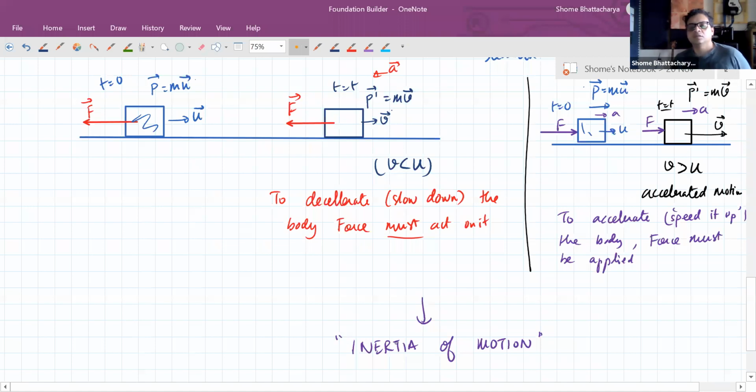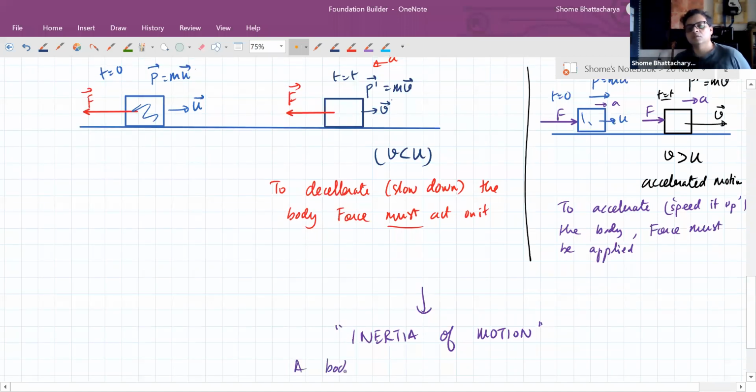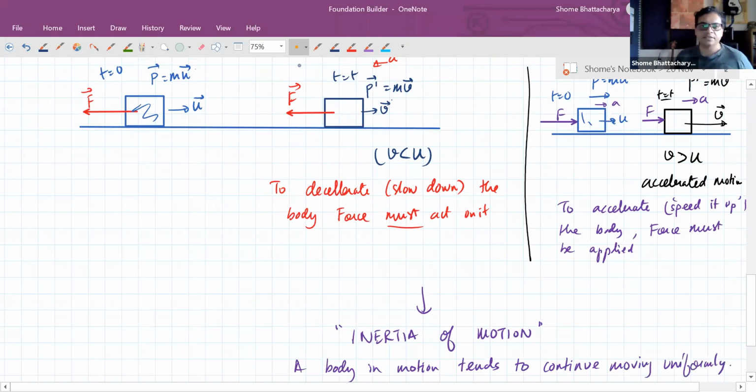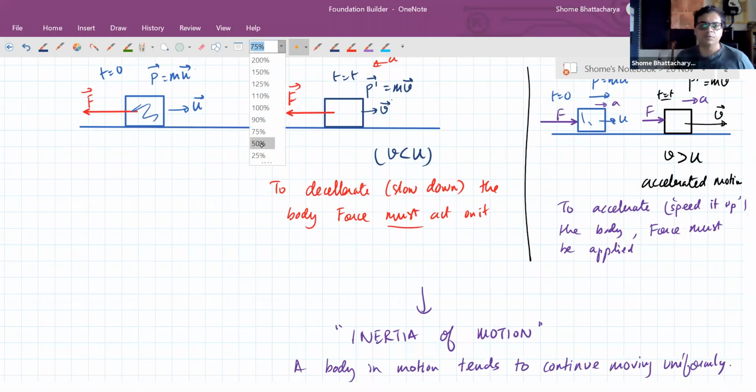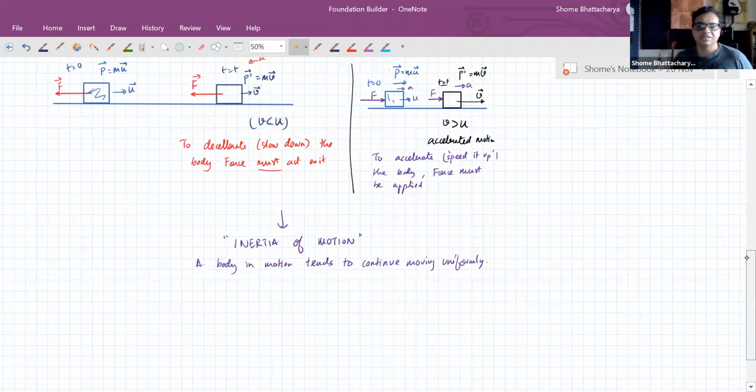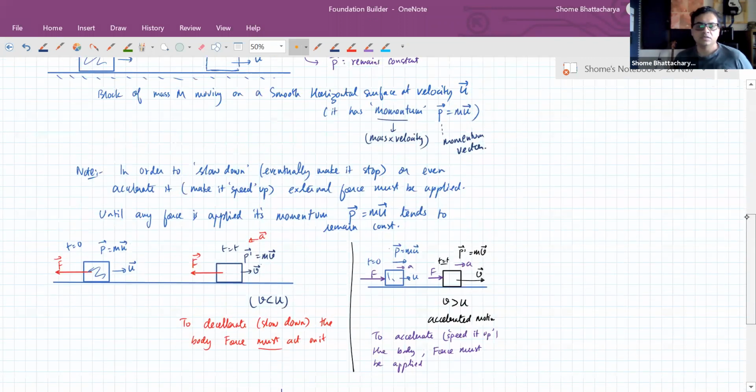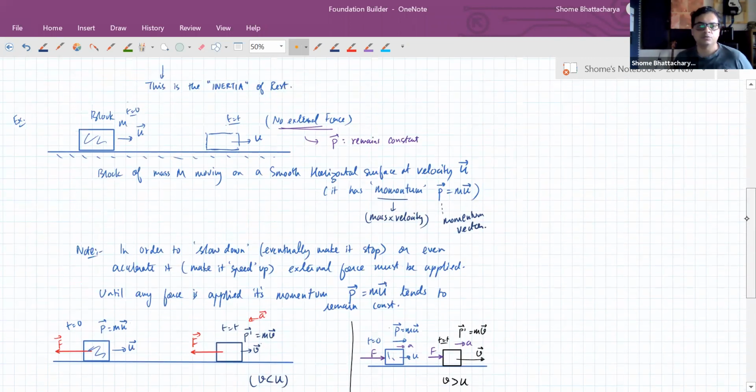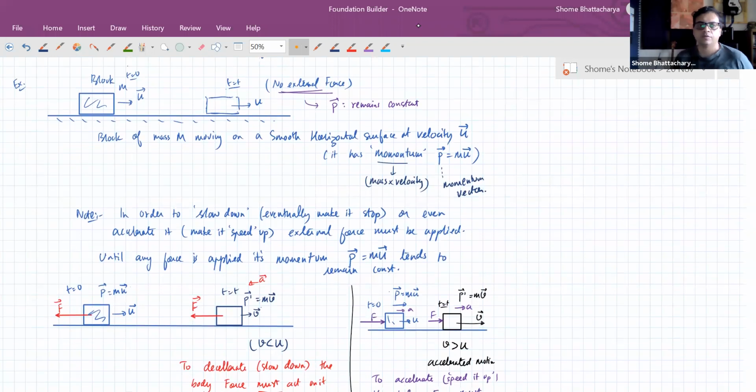That is, a body in motion tends to continue moving uniformly. If we want to change that uniform motion into either accelerated motion or decelerated motion, we have to apply some kind of external force. So this is the second type of inertia, which is called the inertia of motion. The first type of inertia we saw above was called the inertia of rest. So just make a note of this.